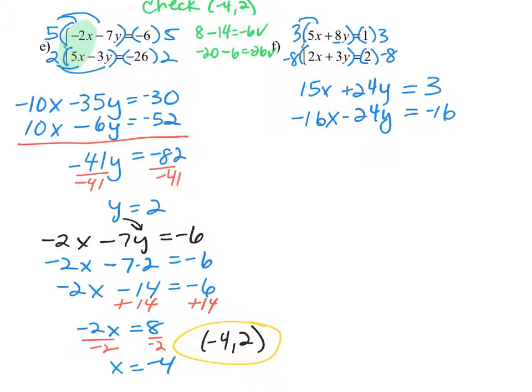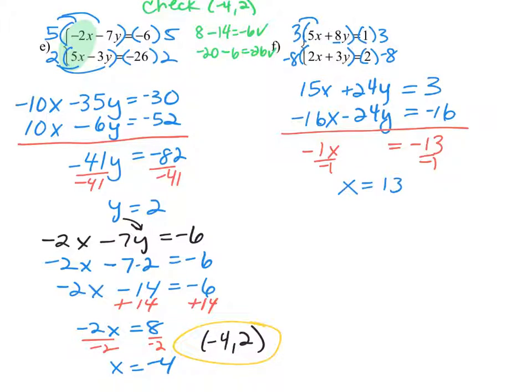Now we can add those two equations together, that third step in the addition method. 15x minus 16x, we get a negative 1x, or just negative x, plus 24y and minus 24y, these are opposites. We're going to get that equal to 3 minus 16, or negative 13. When we divide both sides by negative 1, we see that x is equal to 13.